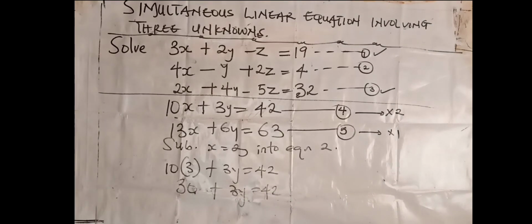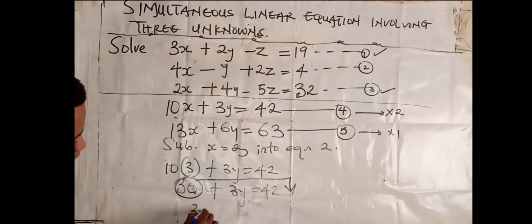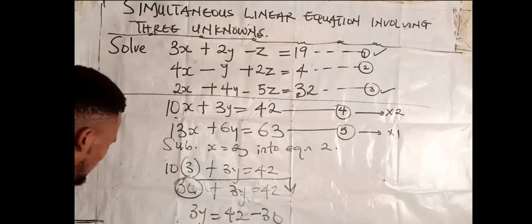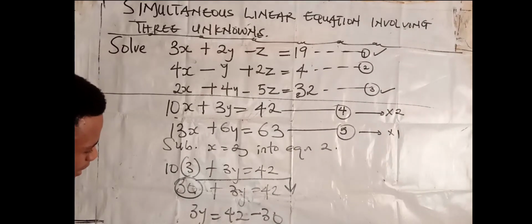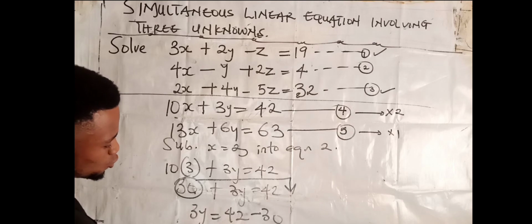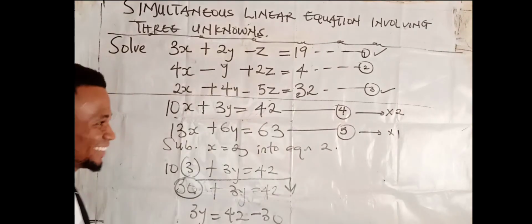So from here, we are going to have this. This 30 will come to this side, collect terms. So this 3y is equal to 42 minus 30. And what is 42 minus 30? So 3y is equal to, what do we have here? 42 minus 30. That is going to give us 12. Some of you are scared when I say 12.